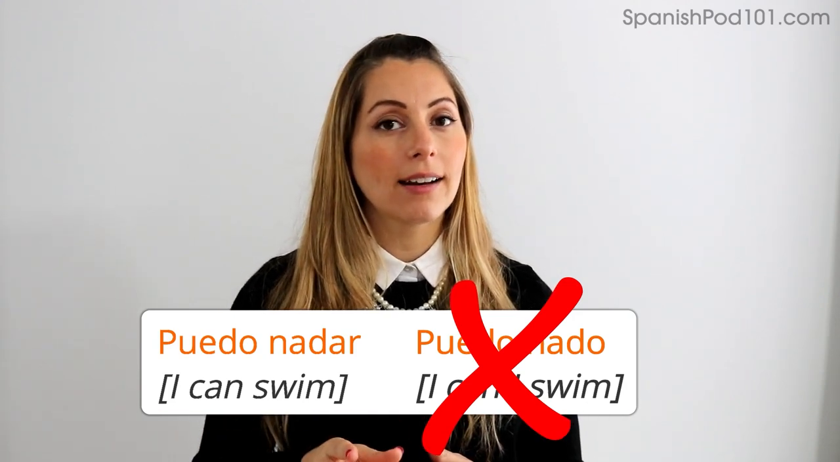Puedo nadar. If you say nado, that means I swim. So there you're conjugating that verb to say something different. So you also, of course, are talking about skills because you say nado, I swim. But in this particular case, when you use it with the verb poder, you're talking about a specific skill. You want to say that you have that skill. Puedo nadar. I am able to swim. I can swim. So that's why you have to leave the second verb in the infinitive form.